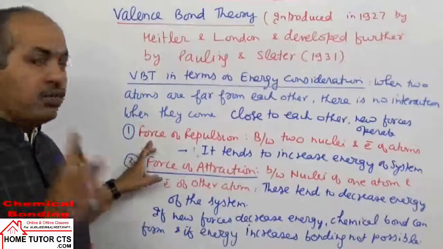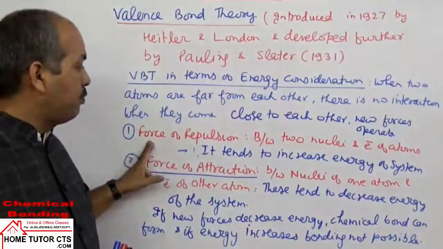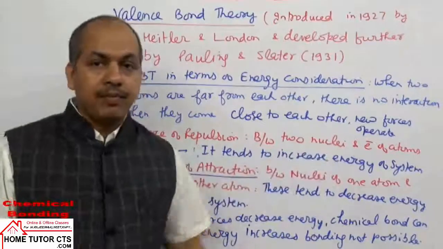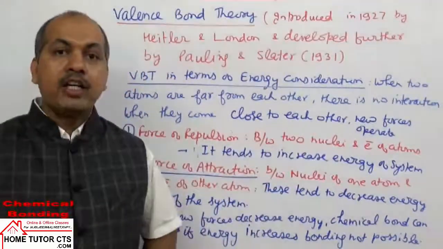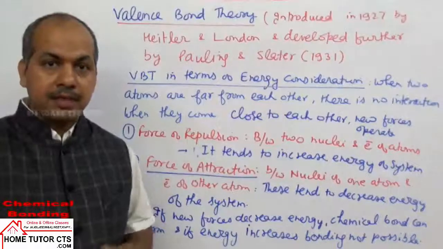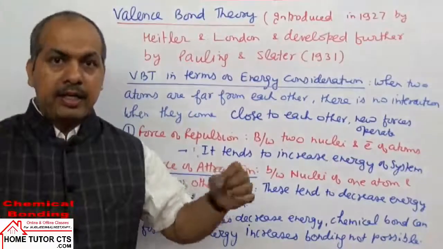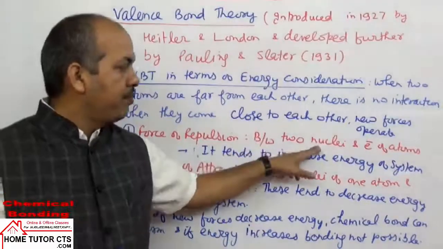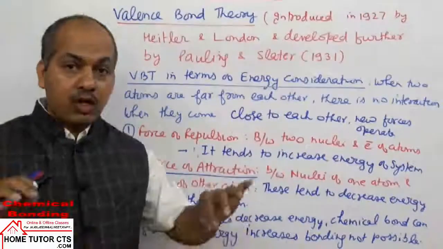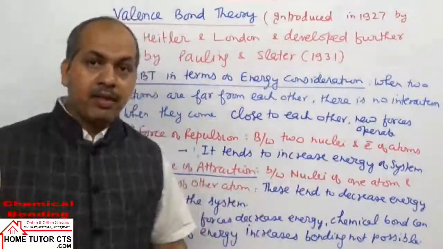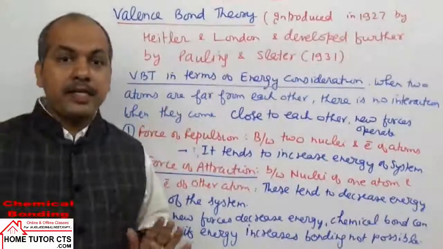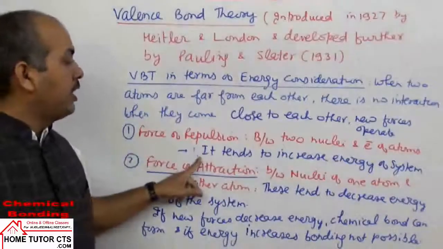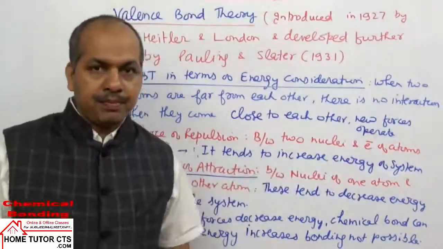So we have two kinds of force operating. One is the force of repulsion. This force of repulsion takes place between the two nuclei and also between the electrons of the atoms. Electrons in the outer shell repel, and the nuclei also repel. The two nuclei repel each other, and at the same time the electrons of the two atoms also repel each other. When repulsion takes place, the system energy tries to increase. This force of repulsion tends to increase the energy of the system.